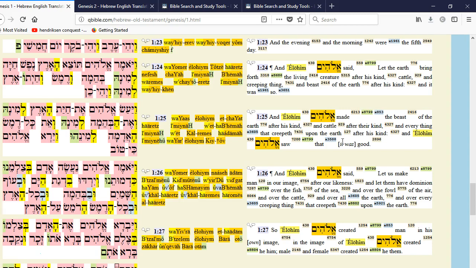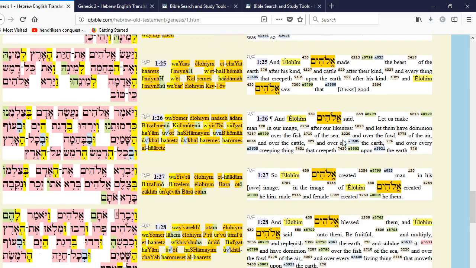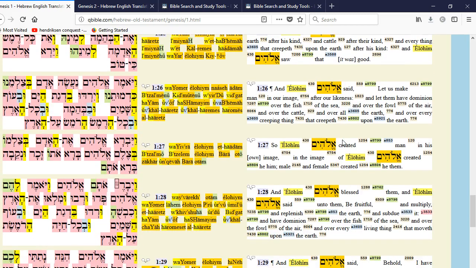And then 1:25, Elohim made the beast of the earth after its kind, cattle after its kind, everything that creeps upon the earth after their kind. And Elohim saw that it was good. It's a done deal. It just happened. 1:26, and Elohim said, let us make man in our image. Wait a second.